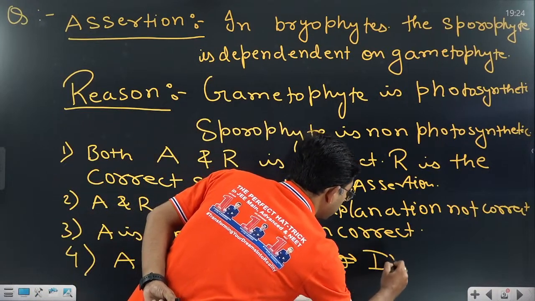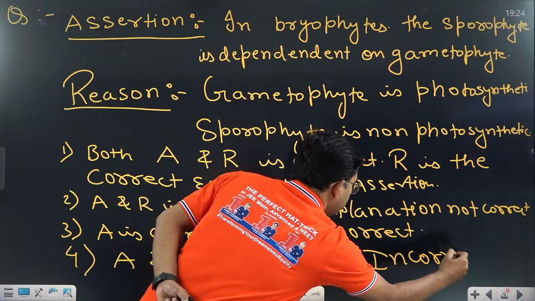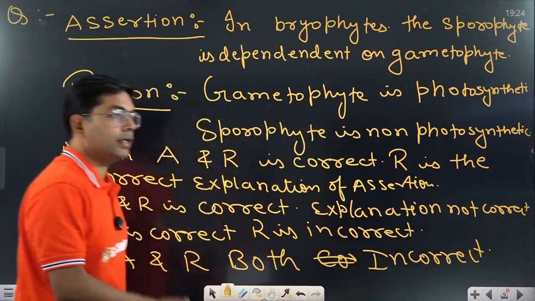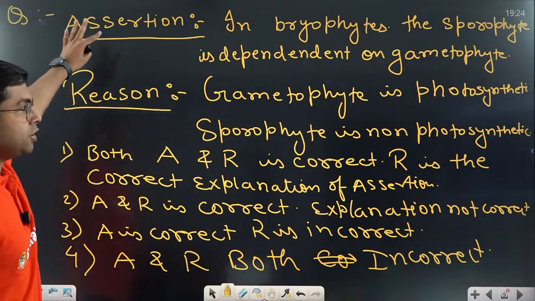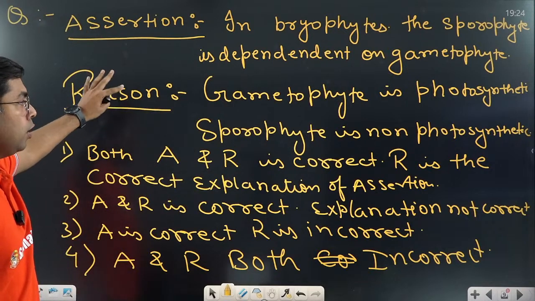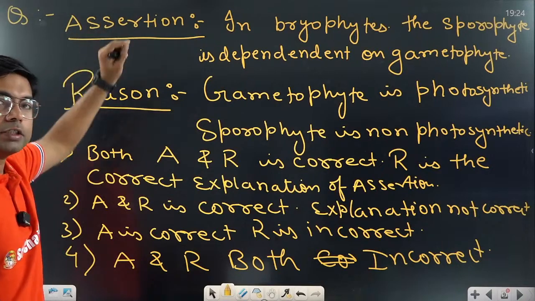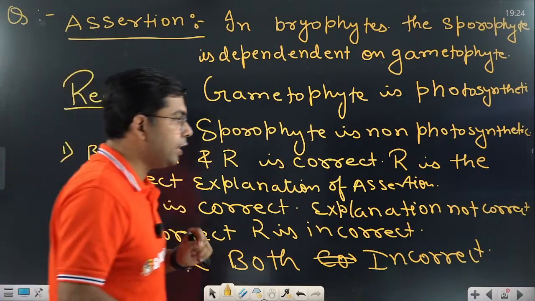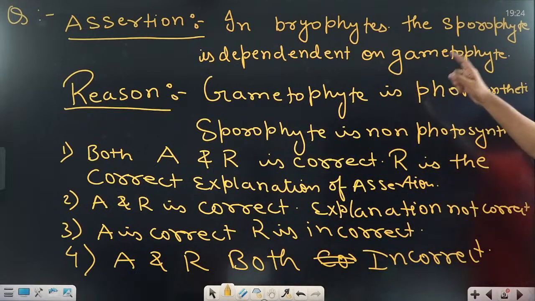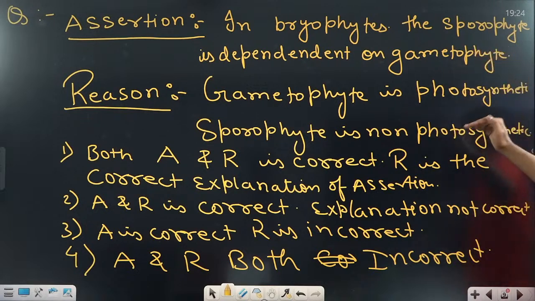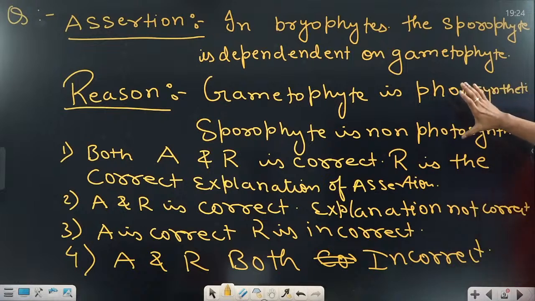Both incorrect. Now tell me what will be the answer here. Now you have assertion, you have reason. First, in such questions you have to think in this way. First you will think whether assertion is right or not. Then you will see whether reason is right or not. If both are correct, then you have to think whether this reason is explaining assertion or not.